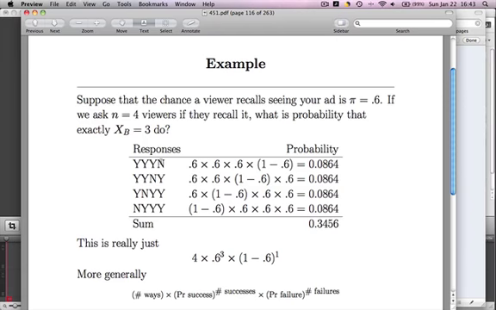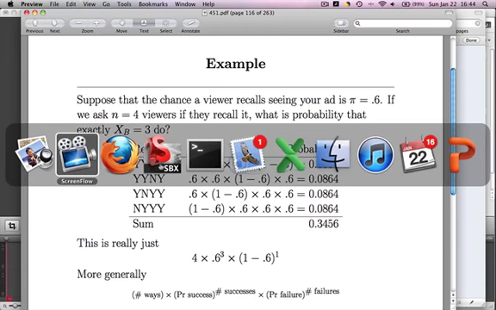Now let's evaluate the probabilities of each of these outcomes. So let's start with the first. Recall that we've got independence. So with independence, we can multiply the probabilities. If you're not convinced of that, let's go over to the sketch pad for a second.